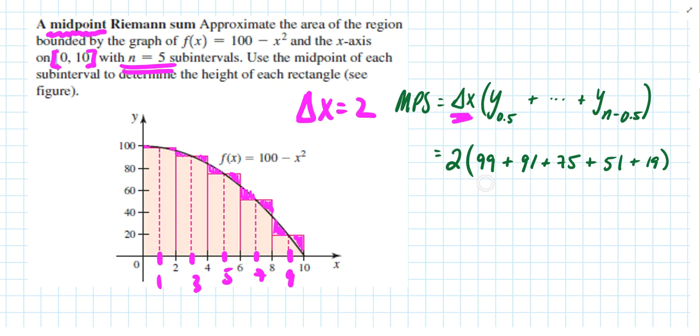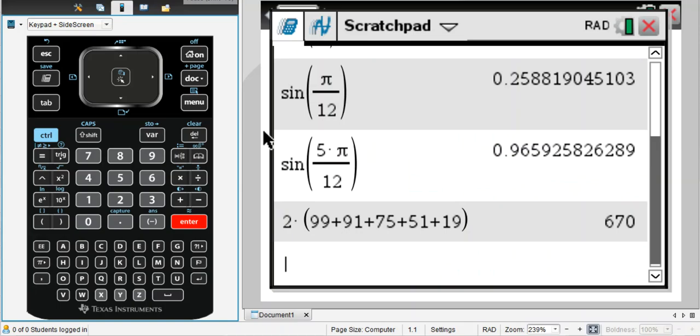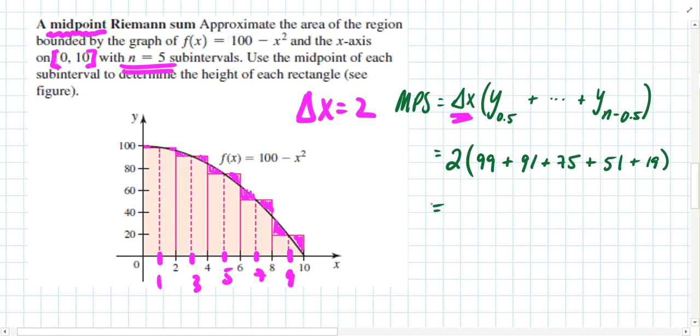So when I use an x value of 1, 100 minus 1 squared is 99, 100 minus 3 squared, 100 minus 5 squared, 7 squared, and 9 squared. So this is the setup. We have, again, 5 computed results for our 5 subintervals. And the result comes out to be 670. So the approximated area underneath this curve is 670 square units.